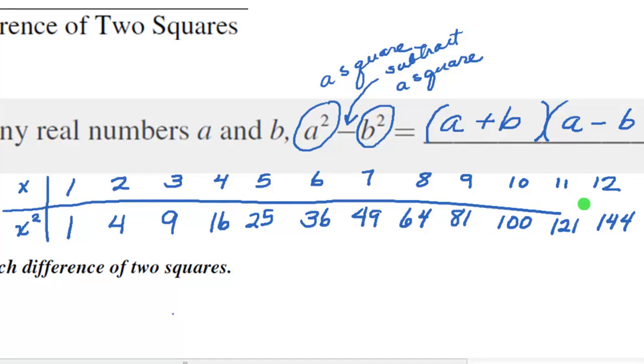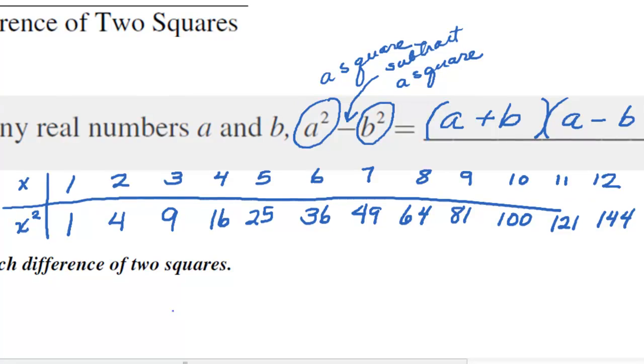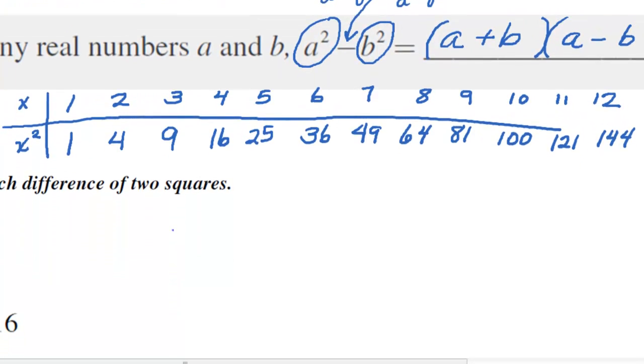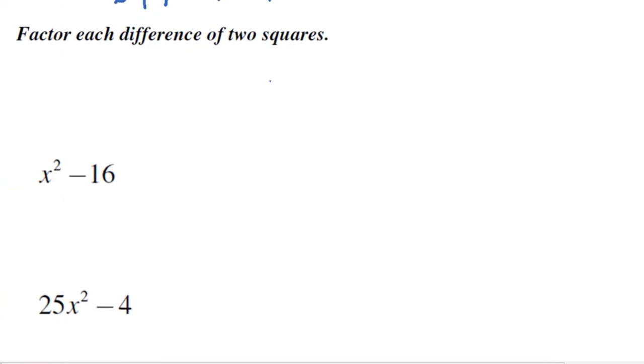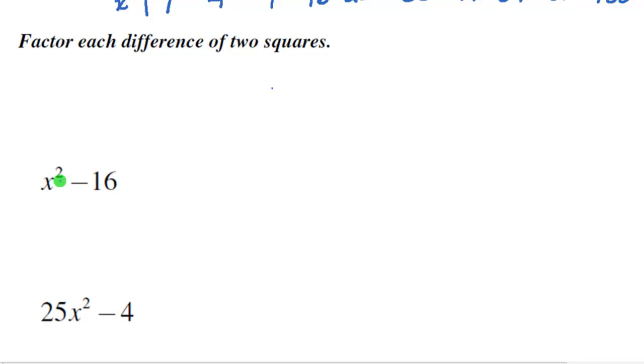Keep those in mind because you're going to be finding those in your binomials, and we're going to have to factor them. Okay, so here we go. Factor each difference of two squares. Our first one says x squared minus 16. It's a binomial with two terms. We've got the subtraction, so we know it's a difference, but is it the difference of two squares?